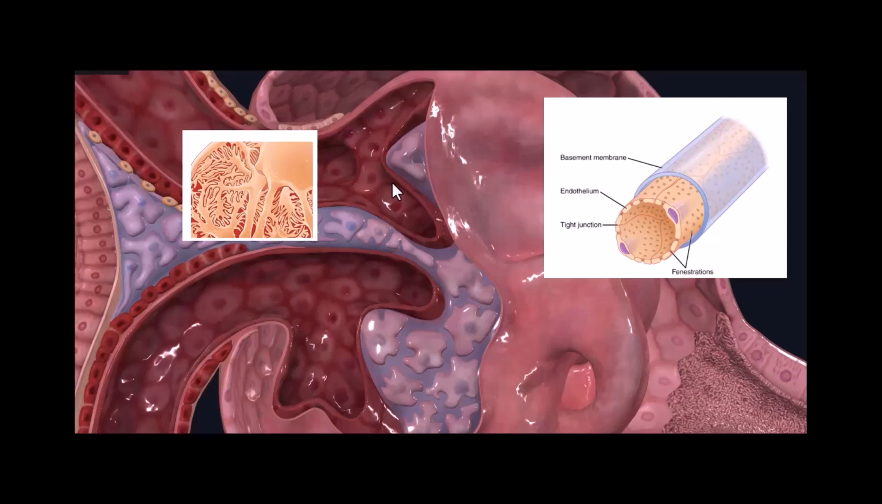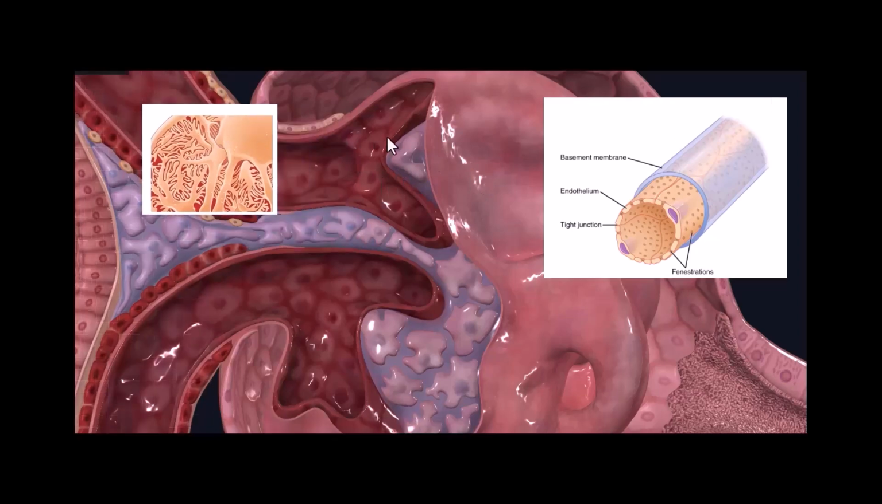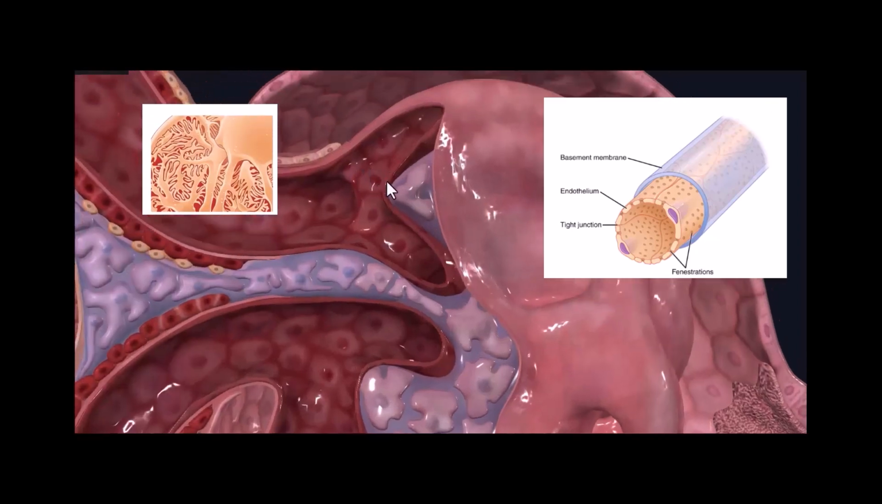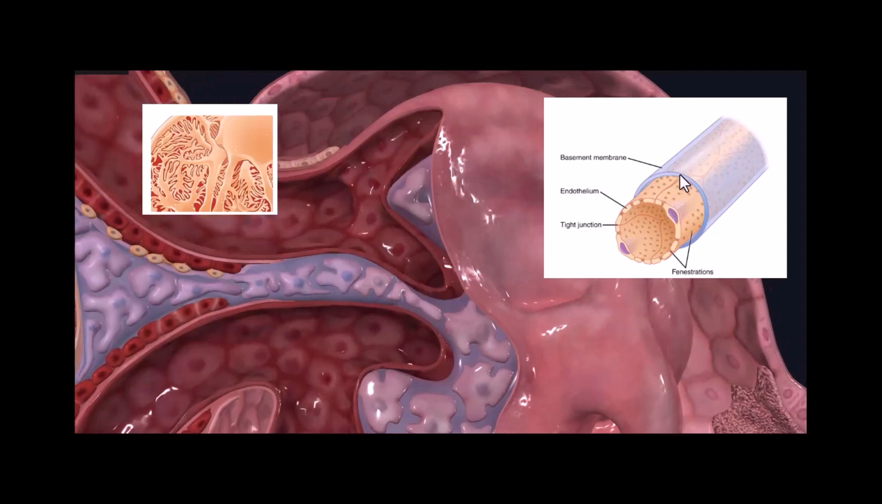Why is that? Well, albumin is a very large molecule and is not going to be able to pass the basement membrane. So the albumin is going to try to escape through the fenestration, but the basement membrane prevents it from entering the podocyte and the pedicels.